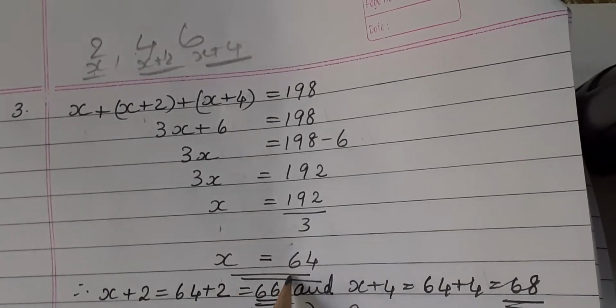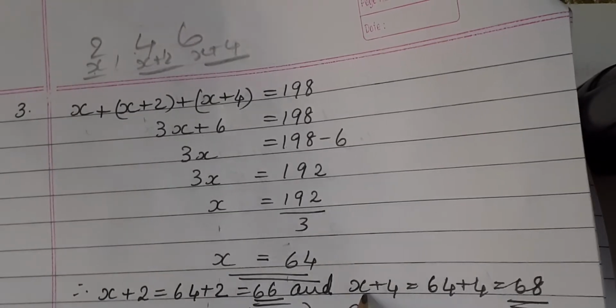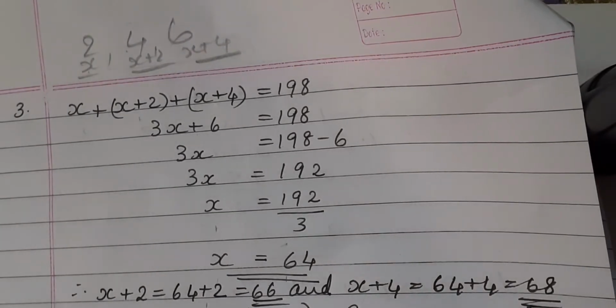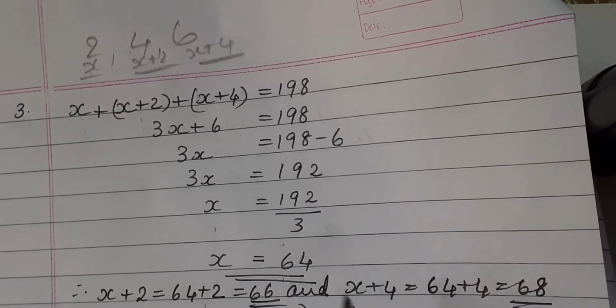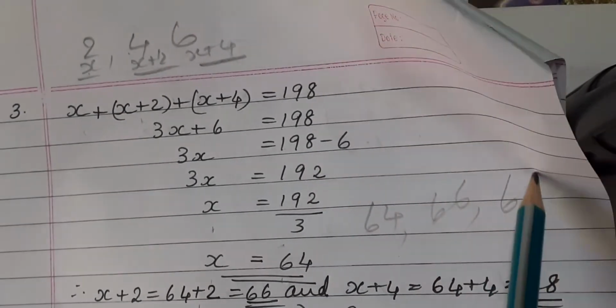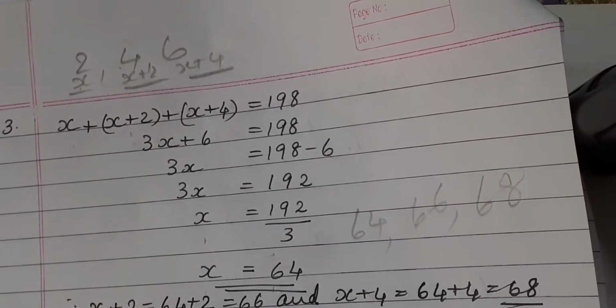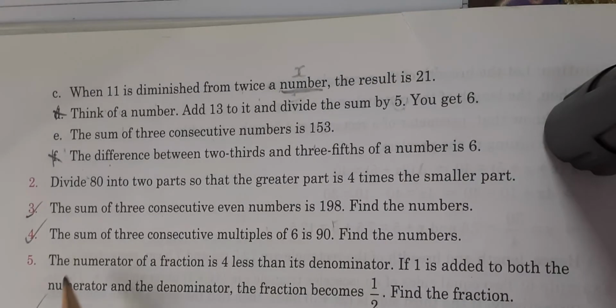If x is 64, then what will be x plus 2? 66 will come. Then what will be x plus 4? 68 will come. So which are the three consecutive even numbers? 64, 66 and 68. Hope it is clear. Now next we will move to question number 4.